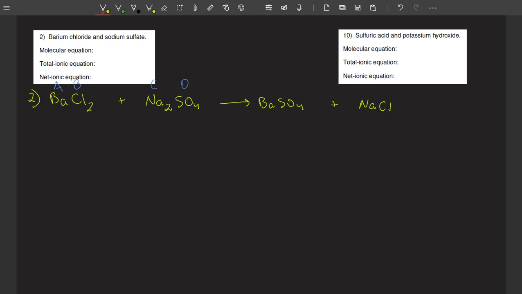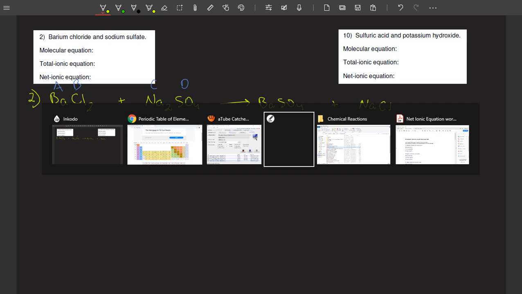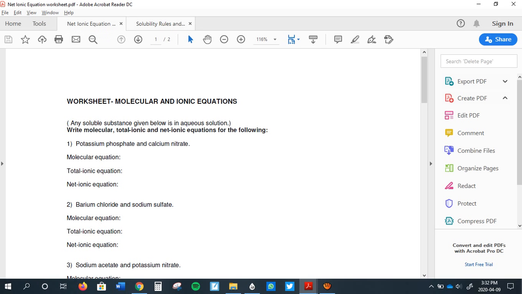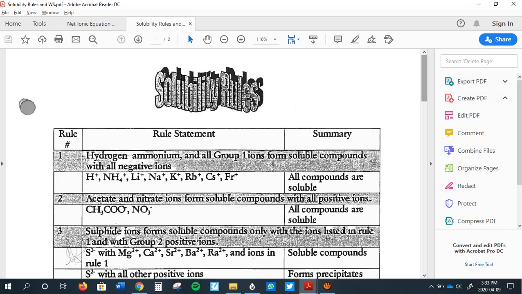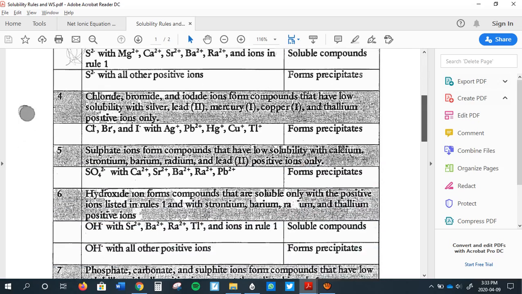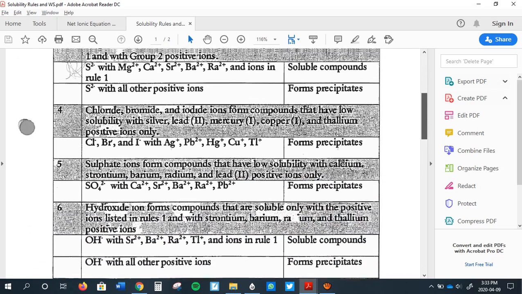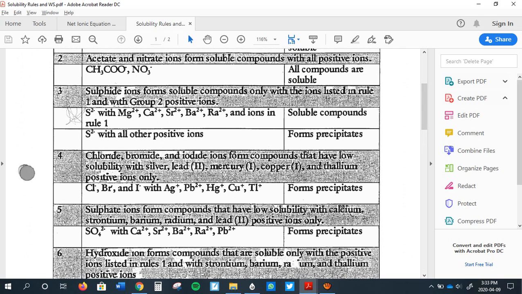Okay, now we have to go to our solubility rules. So let's do barium chloride first. I'm going to toggle over to solubility rules right here. This is the worksheet where I'm getting these questions from. So barium chloride. Let's find the rule that talks about chloride ions. All right, chloride ions looks like it's number 4. So it says chloride, and these other ions here, we can ignore because they're not relevant.